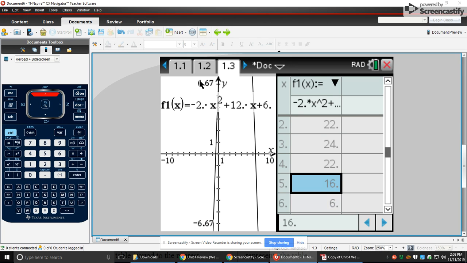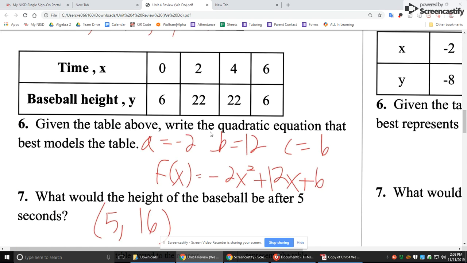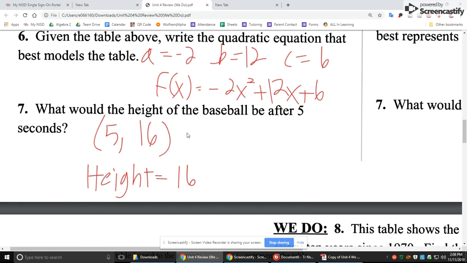And then whatever it's asking me, it says 5. 5 is 16 right there. So that's how I know the height of the baseball should be 16 feet or whatever unit it is. So, yeah, there's number 7.